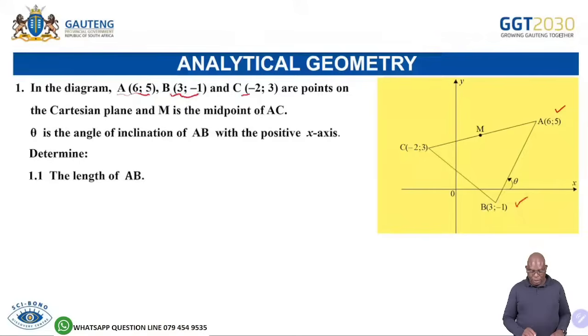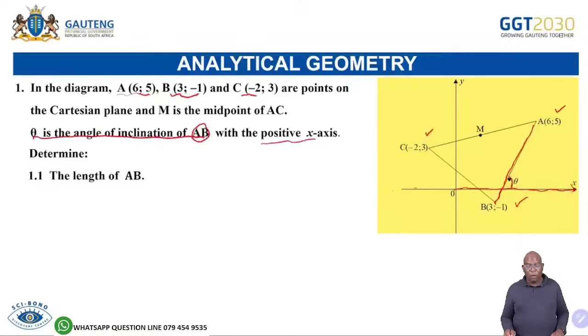The coordinates of C are (-2; 3). So there's -2 and 3. And they're in their correct quadrants. That's very, very, very important. And theta is the angle of inclination of AB. Can you see? So this line AB there, we have an angle which is an acute angle on the right with the positive x-axis. You see they always state that it will be with the positive x-axis. So if the angle was on the other side, it would be with the negative x-axis.